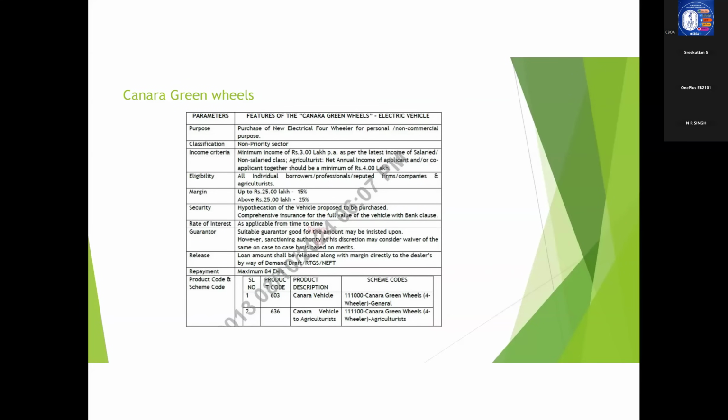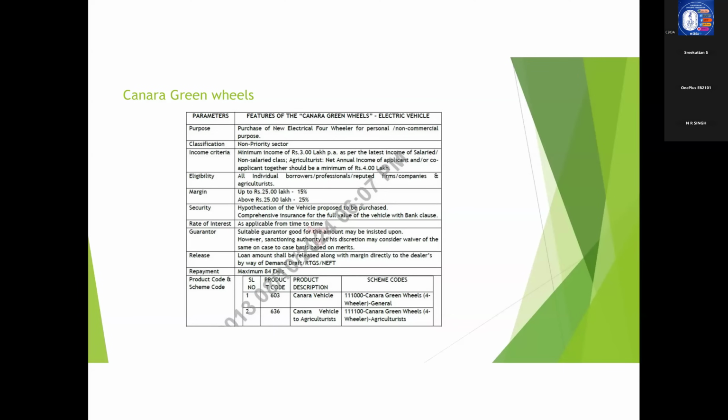The income criteria, in the case of salaried income, it is 3 lakhs. And in the case of non-salaried class, it is net annual income or complement should be minimum 4 lakhs. So we have seen in the case of general Canara vehicle, it was 3 lakhs and 3 lakhs. But in the case of non-salaried class, it is 4 lakhs. Eligibility: all individual borrowers, professionals, reputed firms, companies, and agriculturists are eligible.